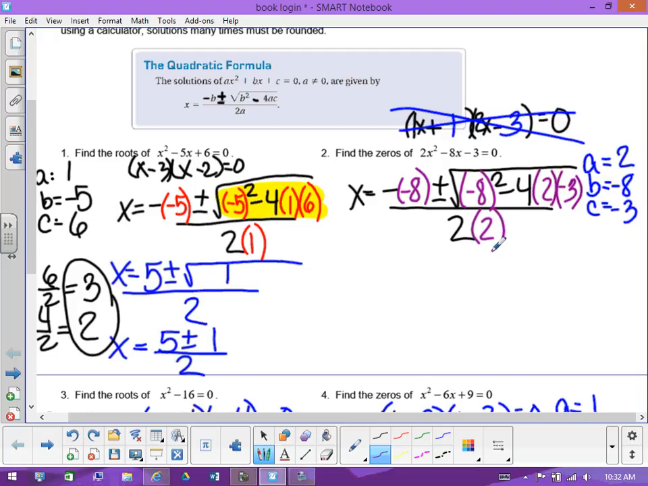Okay, so let's simplify a little bit. What's the opposite of -8? Positive 8. Plus or minus? Both. Square root. So let's put this in your calculator. Find out what you get.